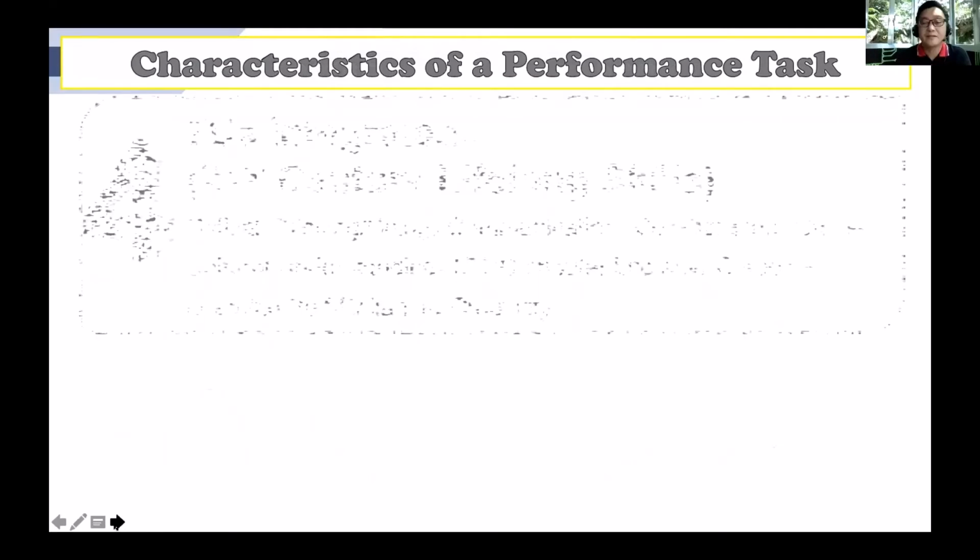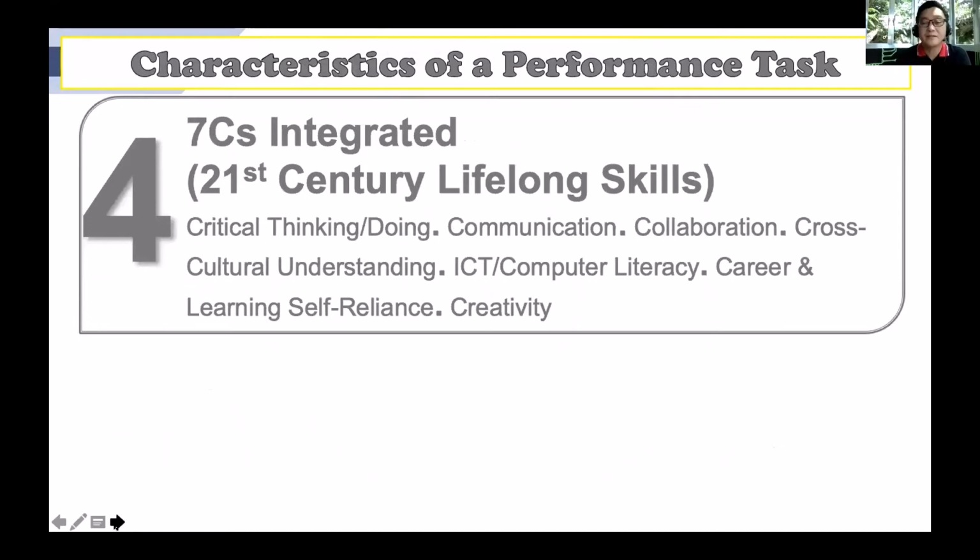The 7 C's of critical thinking and doing, communication, collaboration, cross-cultural understanding, ICT or computer literacy, career and learning self-reliance. And of course, the very core of them all is creativity, when students can create something out of the knowledge they have accumulated, and the skills they have acquired or mastered from the different subjects, okay?